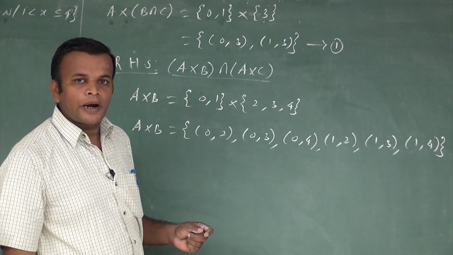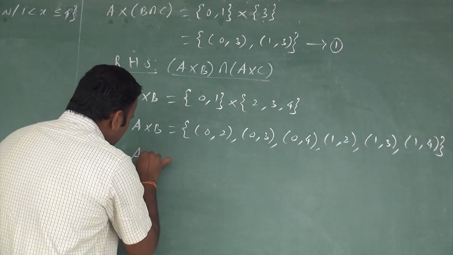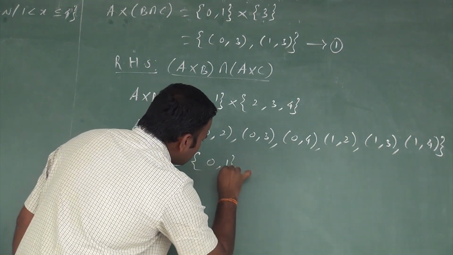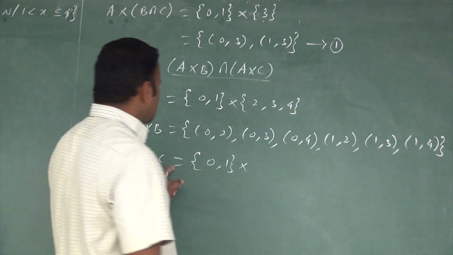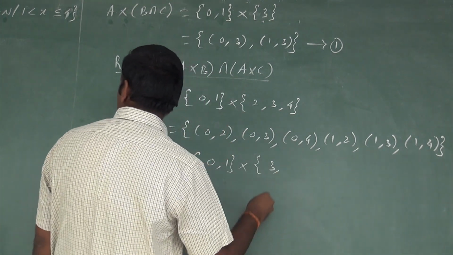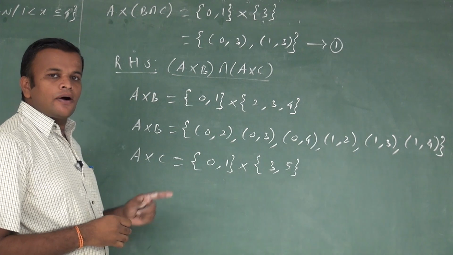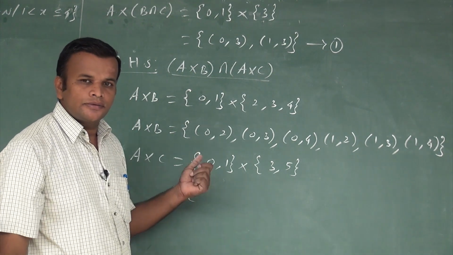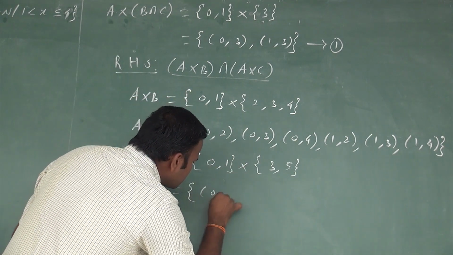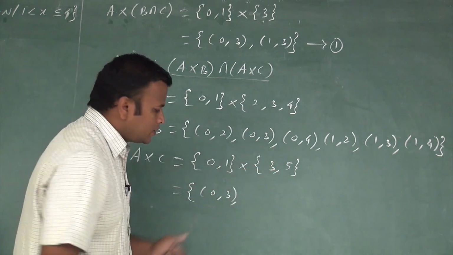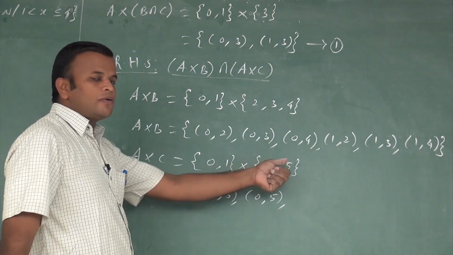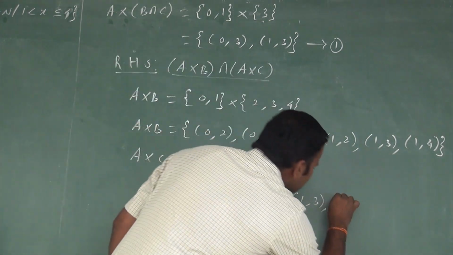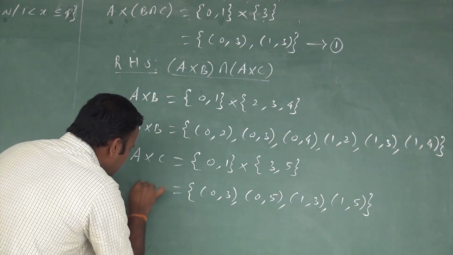Next we find the Cartesian product of A and C, A cross C. Again we write the elements of A. The elements of A are 0, 1. Cross. The next set is C. What are the elements of C? There are two elements: 3, 5. Now to find the Cartesian product of these two sets, the first possible ordered pair is 0, 3. Next one, 0, 5. The first element is over. Now we move to the element 1. So 1, 3, then 1, 5. So that is the value of A cross C.